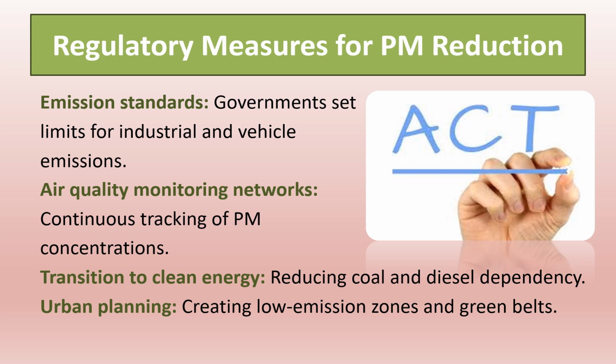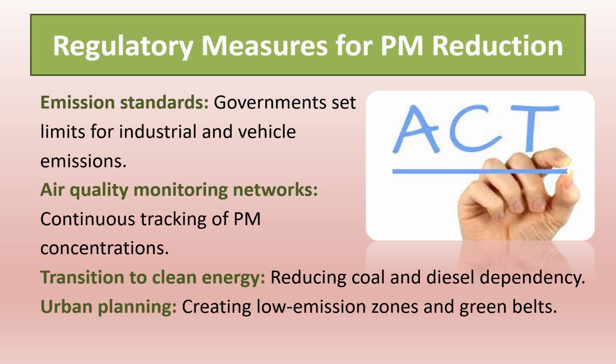Reducing particulate matter in the air requires effective regulatory measures at both the governmental and community levels. One key measure is setting emission standards. Governments must establish limits on PM emissions from both industrial processes and vehicles, reducing the amount of harmful particles released into the air. Air quality monitoring networks play a crucial role in tracking PM concentrations continuously. These systems provide real-time data that helps inform policy decisions and public health guidelines.